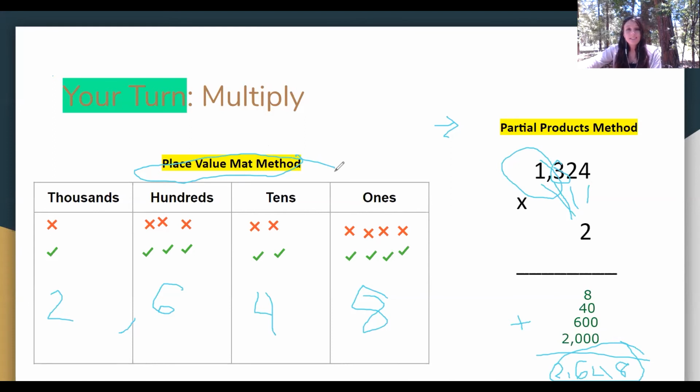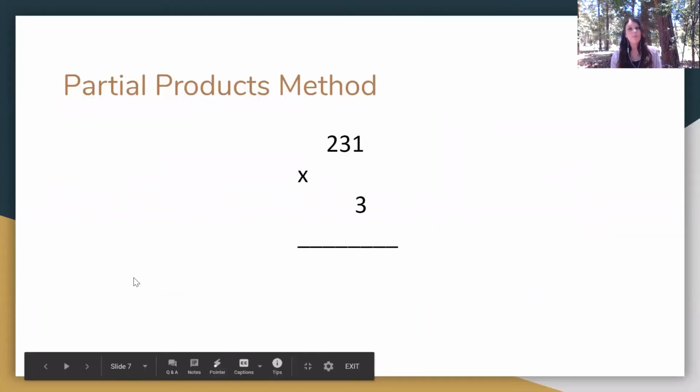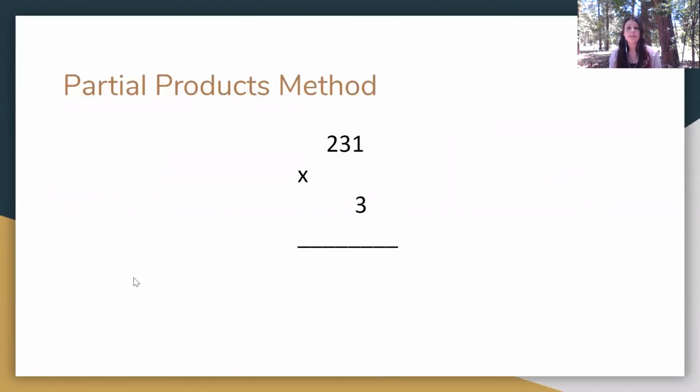I'm really proud of you for practicing this on your own, and you guys are really getting the hang of this. So let's try something a little bit different now. Next up, we're going to practice only the partial products method. We're not going to use the place value mat method unless you guys need it to double check your work, or you still want to practice it just before you move on to doing only the partial products, if you need a little bit more practice with that previous section that we were doing.